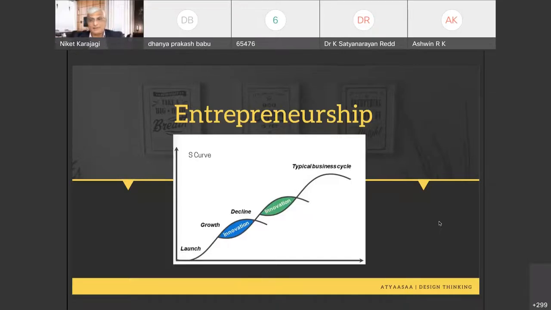And should an organization get into decline, I can tell you, I am writing an article on how design thinking helps the strategic process of transformation.